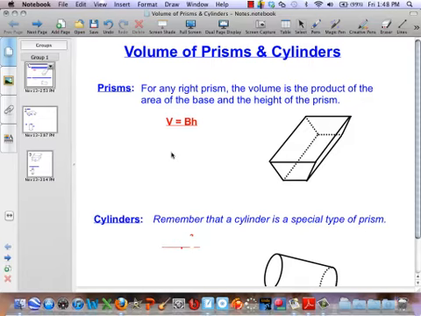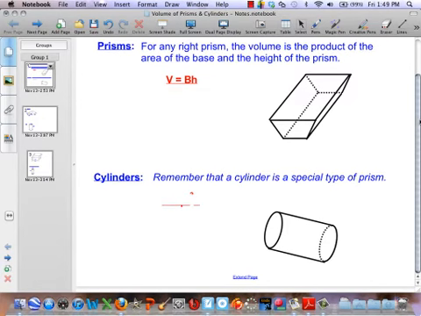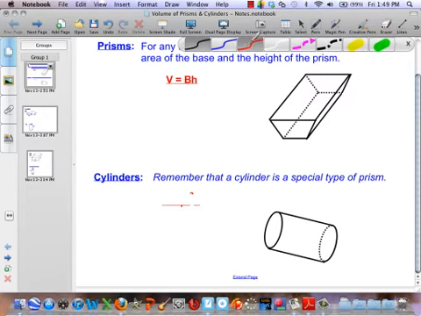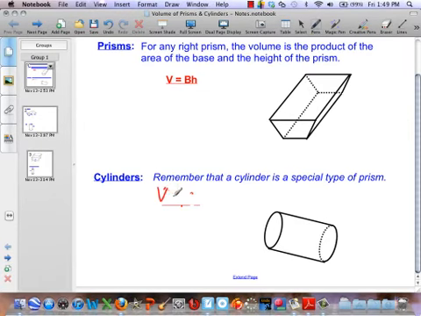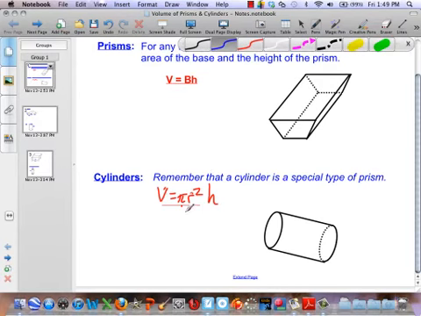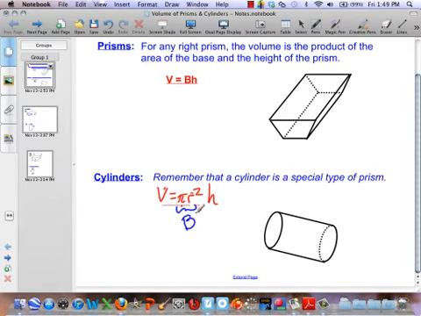So what shape is the base on a cylinder? Think before you speak. What is the shape of the base on a cylinder? Circle. So how do you find the area of the base? Pi r squared. So if you look at a cylinder, it's the same formula. It's V equals pi r squared h, where your pi r squared represents capital B.